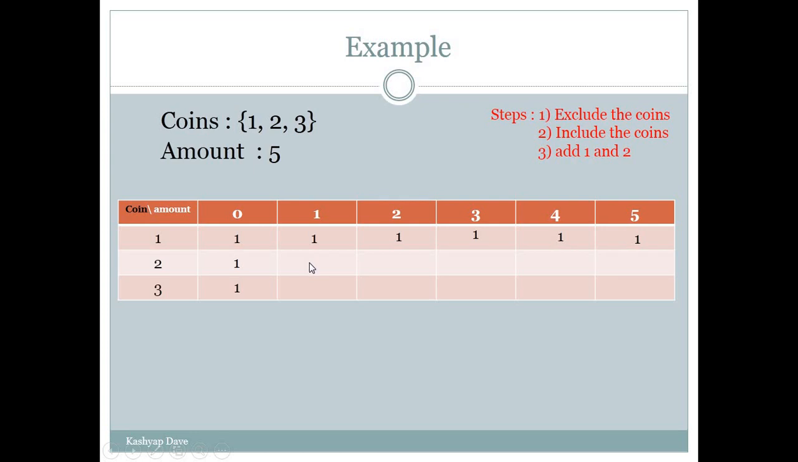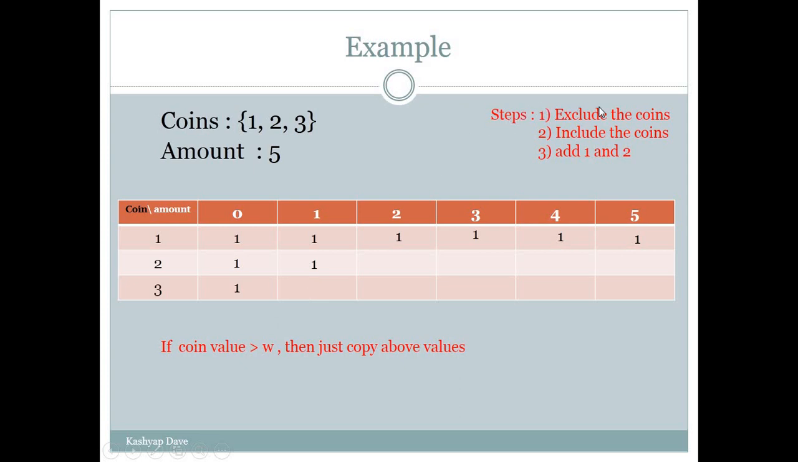In that thing, one condition is there. If our amount is less than this coin, or we can say our coin value is greater than the amount value, then we will just copy the above values. Here in this case our coin value is 2 and our amount is 1, so coin is greater than amount, so we will just copy this above value into this cell. Okay, so 1 here.